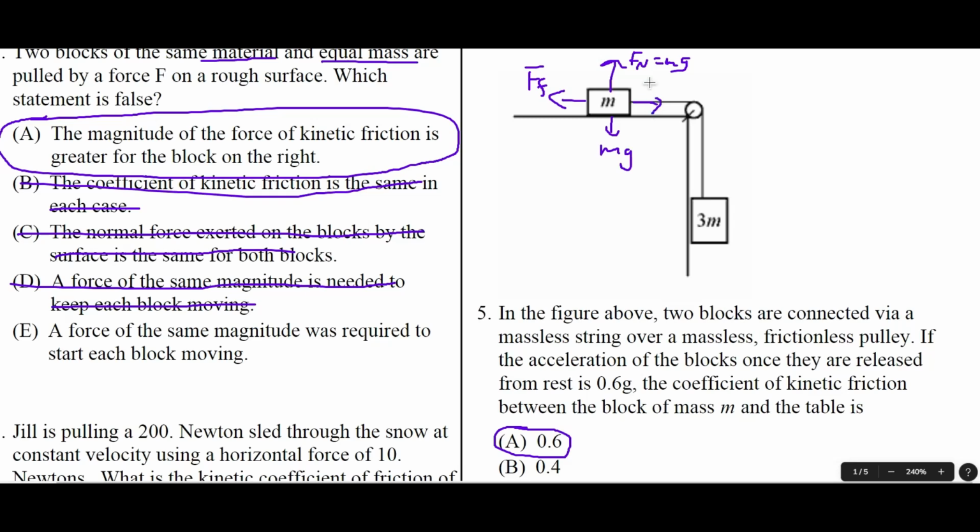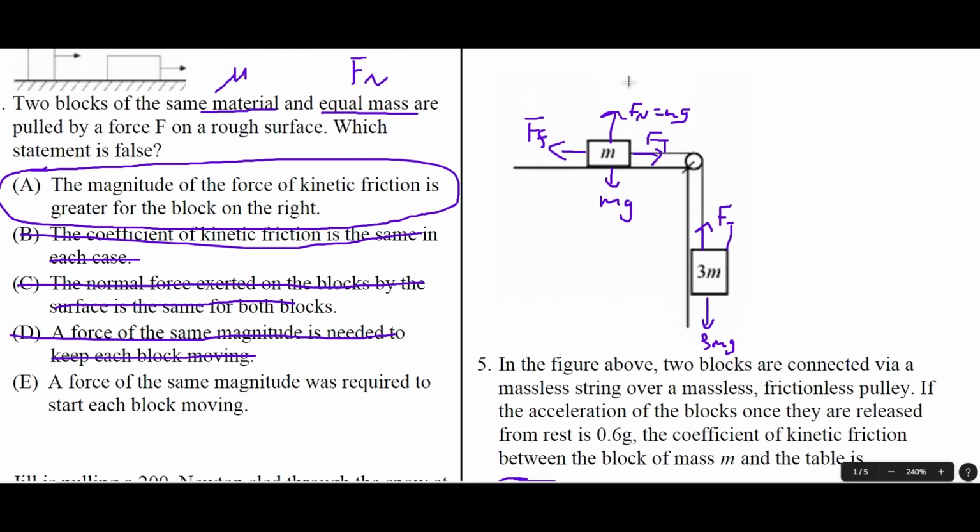There's going to be a tension force here. On this one, there's just going to be a tension force going up, and there's going to be a 3 mg gravitational force going down. Now, I can't say that these two are balanced because we do know it's going to accelerate. So in addition to these FBDs, I like to draw my direction of acceleration. Boom, boom. This one goes to the right. This one accelerates down.